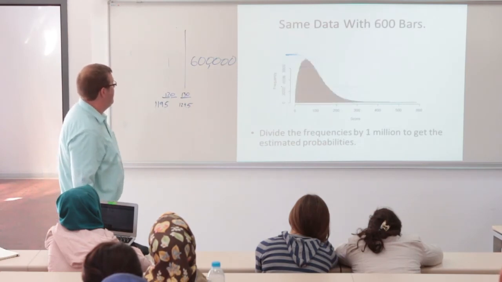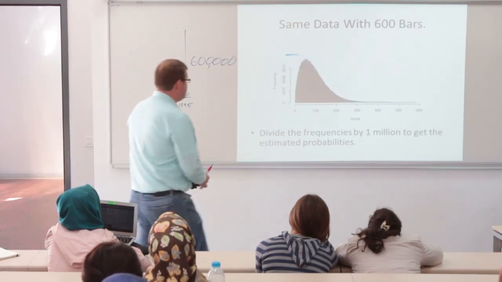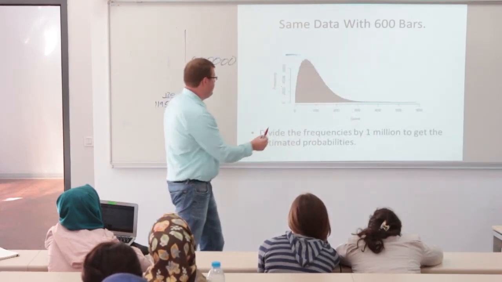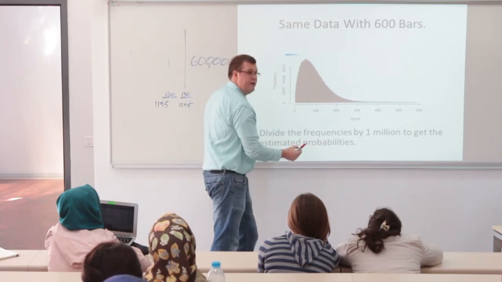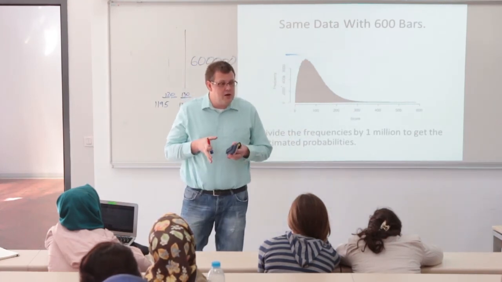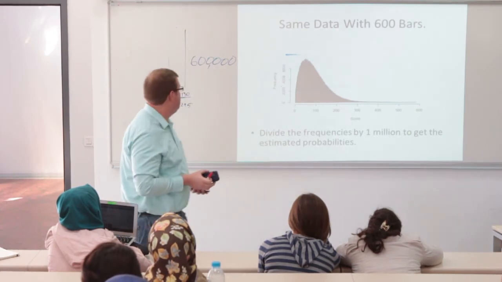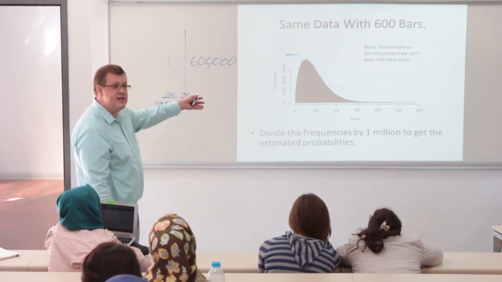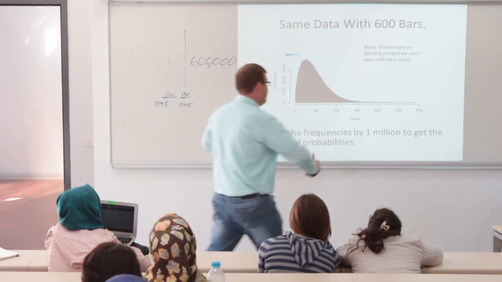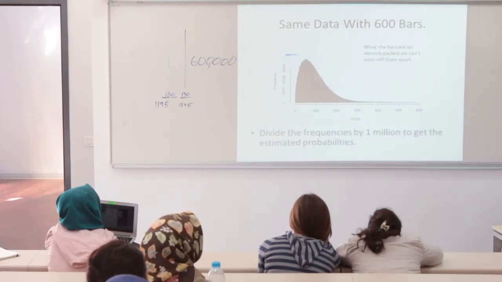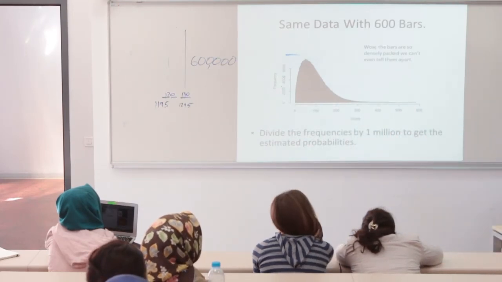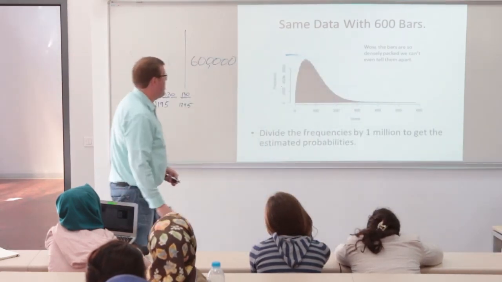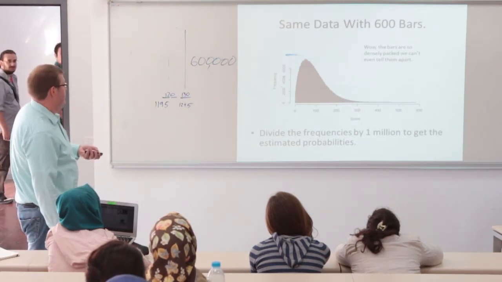If we do this with 600 bars, so notice this goes from 0 to 600. If I plot the frequency that I observe 0, and the frequency that I observe 1, and the frequency 2, the bars are so tightly packed together. They're so densely packed that you can't even tell them apart, right? If we were to stretch this graph out really, really far, then you could see where the individual bars are, right? But here you can't really tell. So, we've got a really densely packed set of bars.